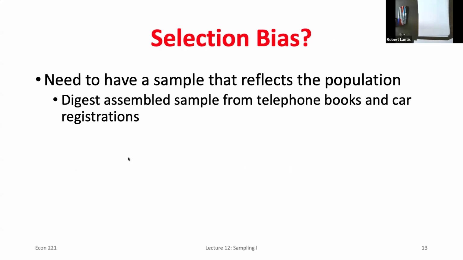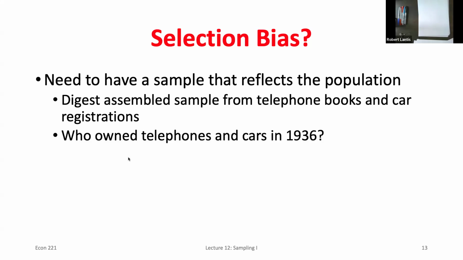They cross-referenced names in both telephone books and car registrations. So they had a set of names where the only way you got into this database was if you had a telephone number and you had a car, right? Or a registered car. Let's think about who that would be in 1936. Who had their own telephone and their own car in '36?